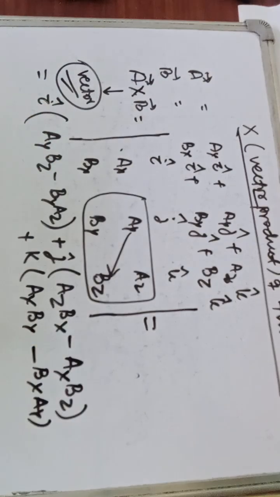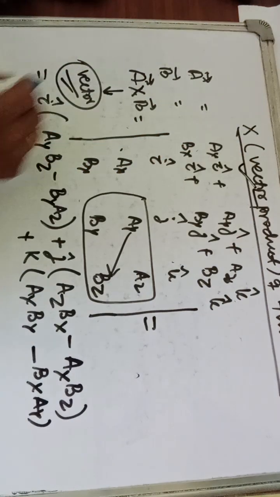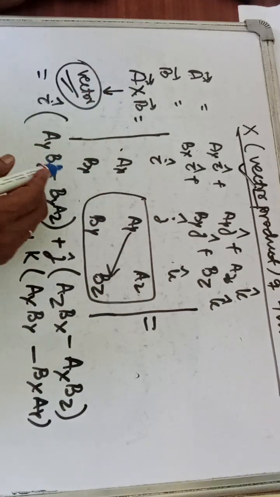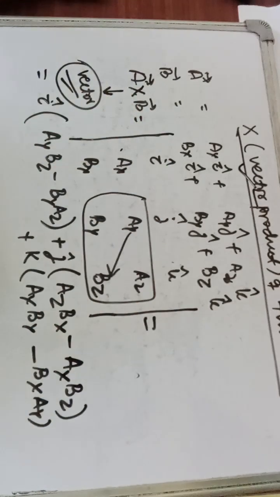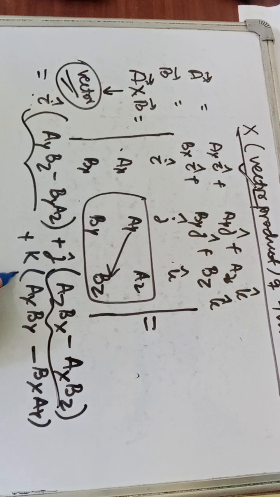Clear? तो ये क्रॉस प्रोडक्ट of two vectors will give a vector quantity, hence we are telling it is a vector product. So vector product will be the determinant of this matrix, where it is again in the form of I, J, and K. That means it is also a vector.